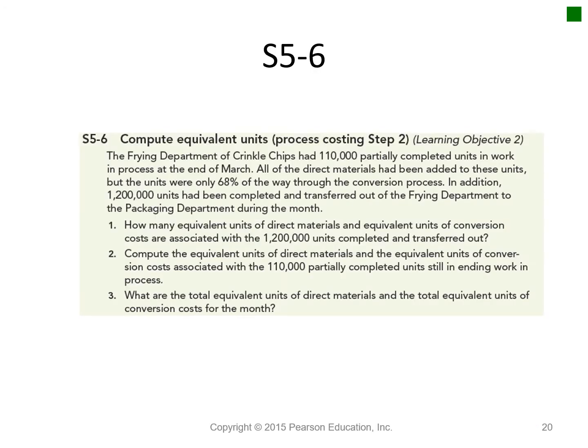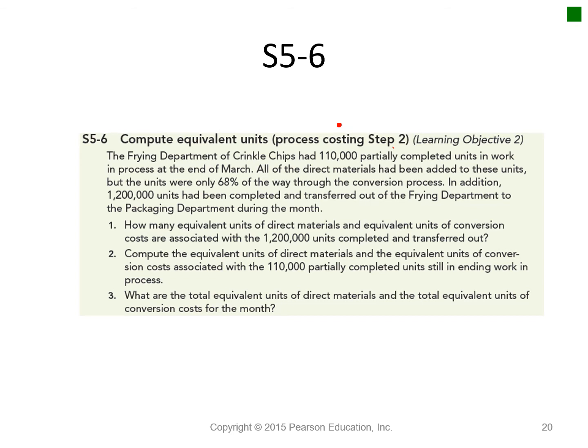Okay, so let's look at this example from your book. It's short exercise 5.6, where it says compute the equivalent units. And it's basically wanting you to get up till step 2. So we're going to have to get the total physical flow, and we're also going to have to get the equivalent units of production. So it talks about the frying department of Crinkled Chips have 110,000 partially completed units in work in process at the end of March. It says all of the direct materials have been added to these units, but the units were only 68% of the way through the conversion process.